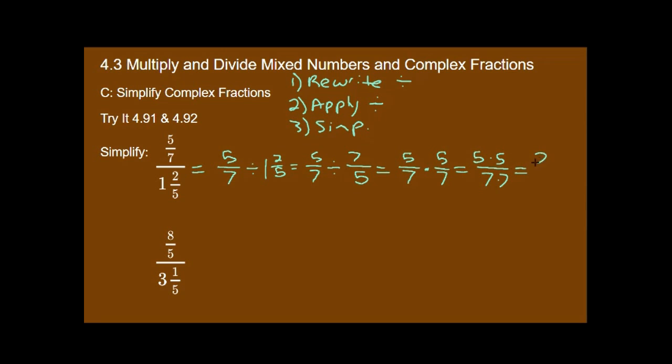5 times 5 is 25. 7 times 7 is 49. And this is not reducible. There's no number that divides evenly into 25 and into 49. So my answer is 25/49.